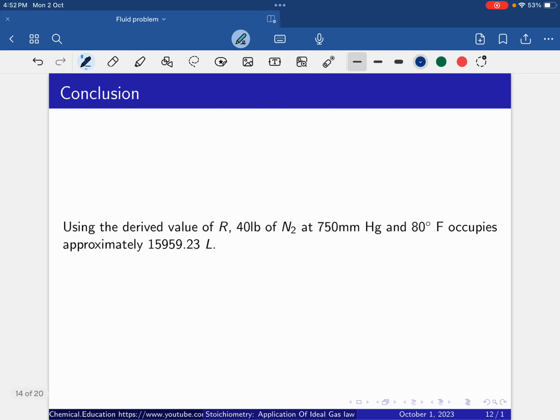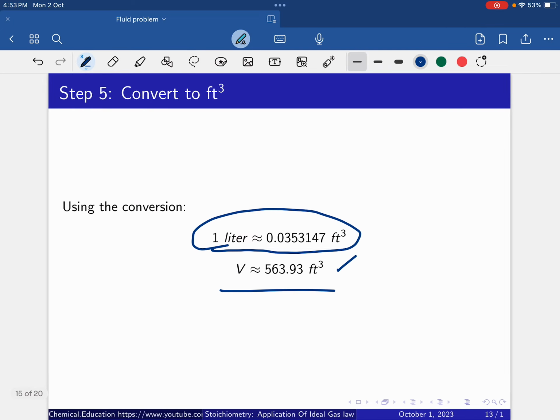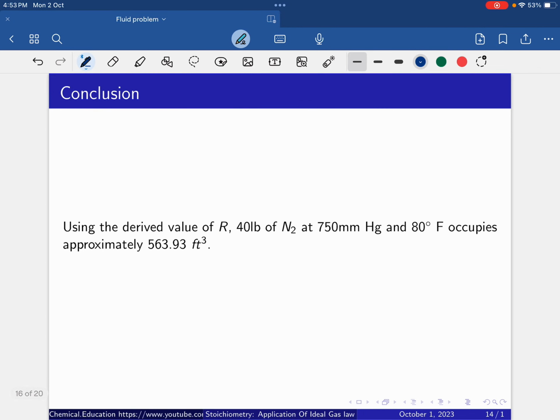So here we directly get that the volume is equal to 15959.23 liter using the derived value of R. Now if we convert that, 1 liter is equal to this much in feet cube, so V will be 563.93 feet cube, slightly different, but we can do it that way also. So using the derived R value, we get that the volume is 563.93 feet cube. That's it. Thank you.